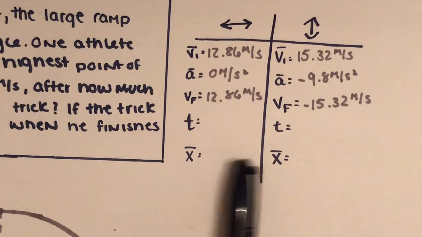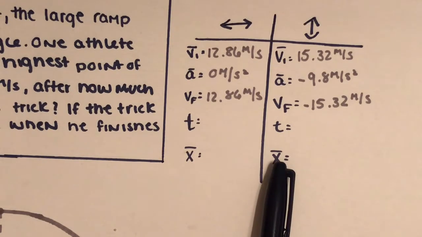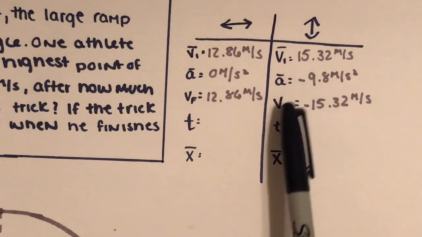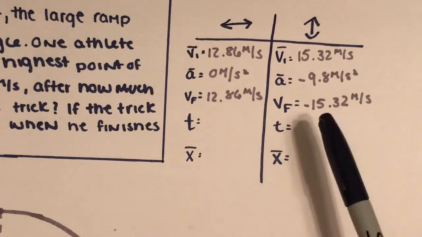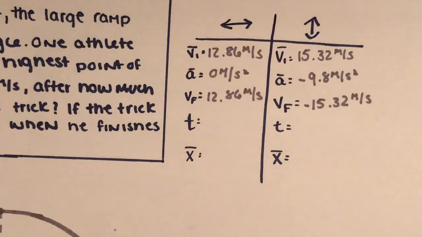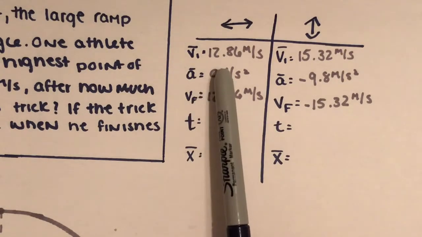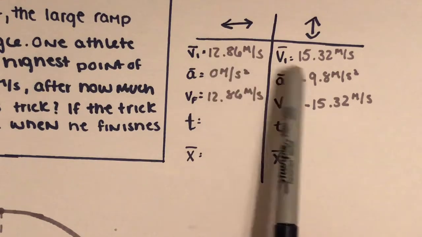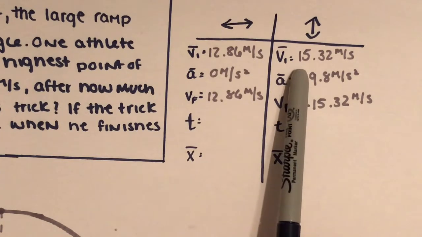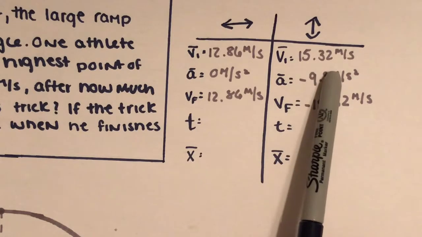I also have the same initial velocity, acceleration, final velocity, time, and displacement, but for our vertical component of our problem. So I've already filled in all the information that we know. So from our SOHCAHTOA with our triangle, we already know that the initial horizontal velocity is 12.86 meters per second, and the initial vertical velocity is 15.32 meters per second.